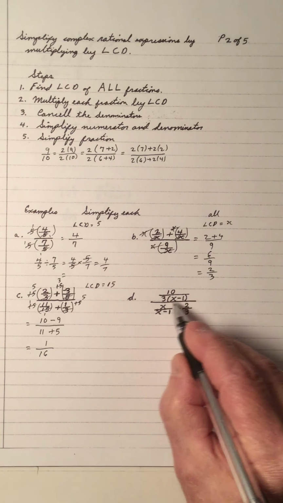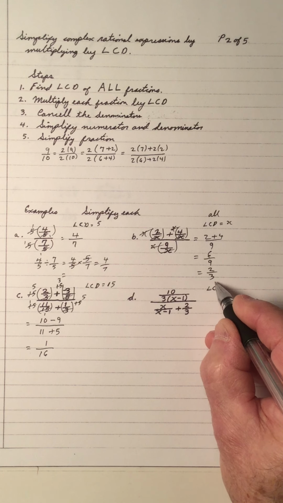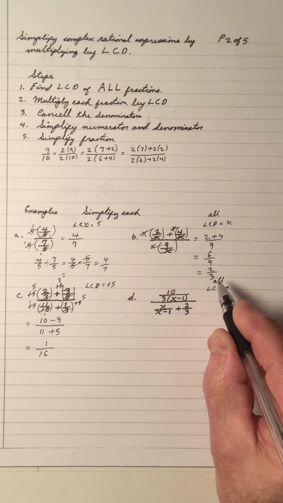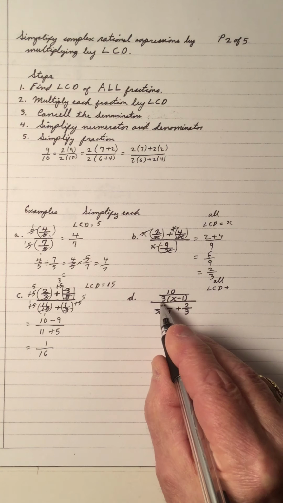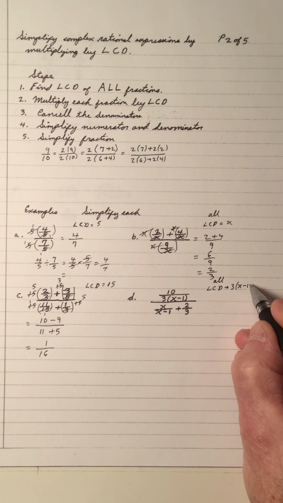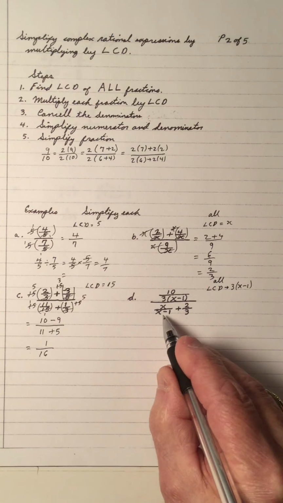Now, let's do this one. So let's get the LCD. Notice I'm writing all, A-L-L. It's the LCD for all fractions. And the LCD for this one is 3 times x minus 1. The LCD for the bottom is 3 times x minus 1.